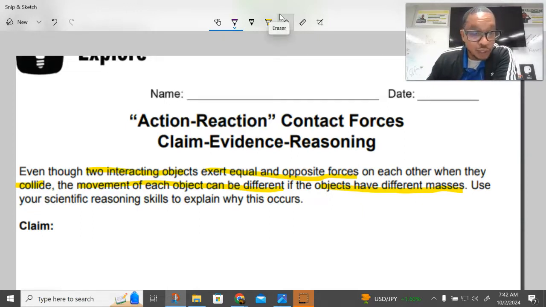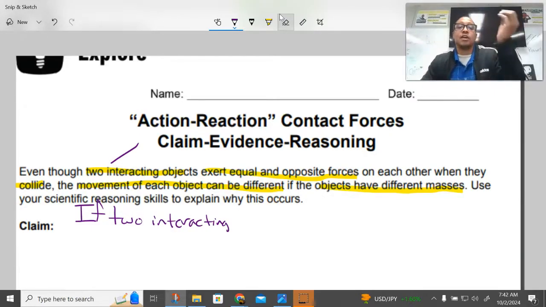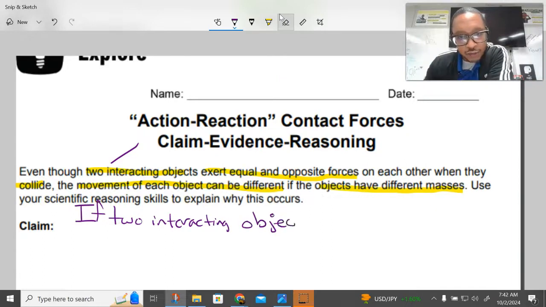So I would go with this. This is how I would do it. The main subject of the sentence is the two interacting objects. So if two interacting objects, and what is going on with the interacting objects? They are colliding, or you could say collision, or this idea that when a collision happens, equal forces are exerted on them. Something else about these objects is they have different masses.